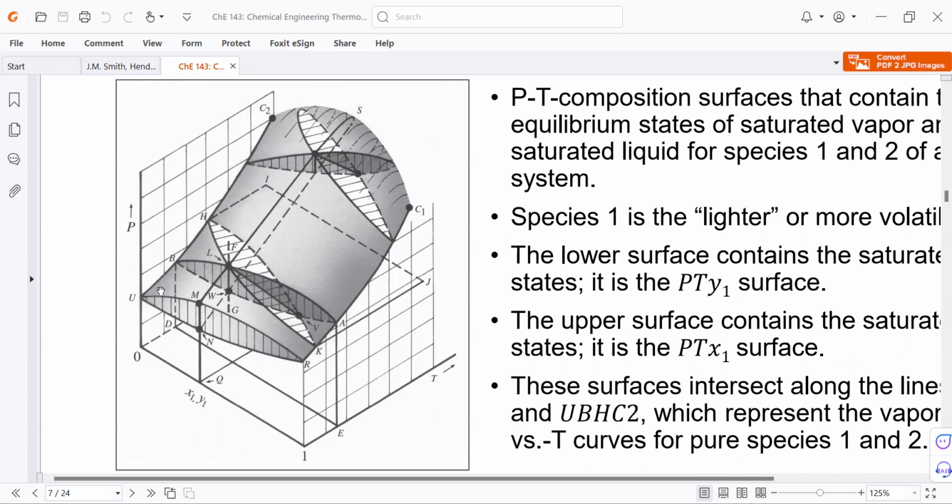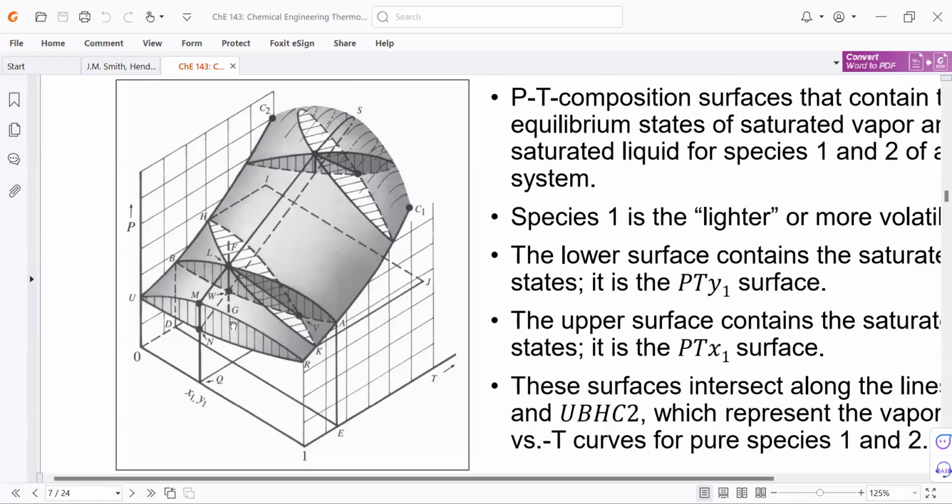That's why this geometric figure is called the phase envelope. It's like an envelope because there's only one opening. And here on the edges, the three edges, they are closed. And this is the opening. So it's like an envelope.